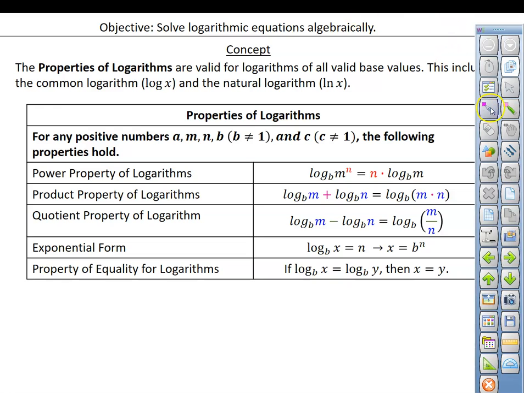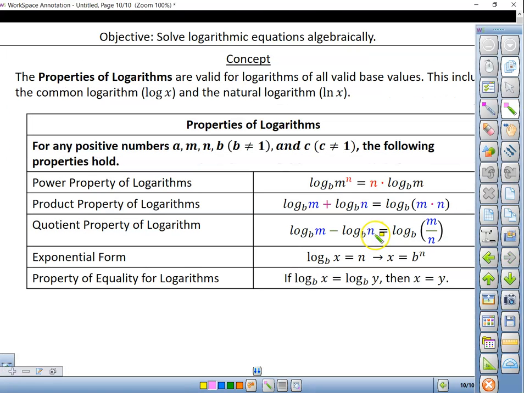This lesson is going to be about how we solve what are called logarithmic equations. Logarithmic equations are equations that involve logarithms where the variable is either part of the argument or a base value. We're going to focus on problems where the variable is part of an argument, which is a more common type of problem for this lesson.